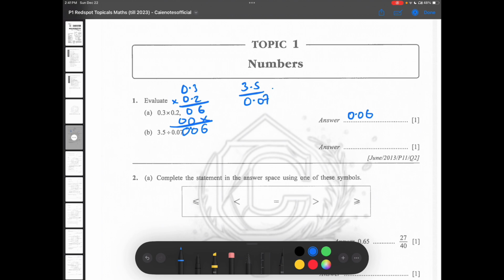I have to make sure that I remove the decimal in my denominator, and to do that I will have to multiply it by 100, so this will become 7. And if I'm multiplying my denominator by 100, I'm going to make sure I multiply the numerator by 100 as well, and this 3.5 becomes 350. Now this has become a very simple division. 35 divided by 7 is 5, so if you divide 350 by 7 you will get 50. This is our answer.